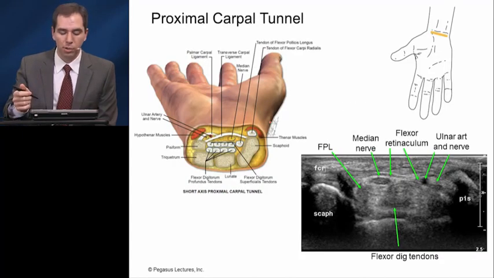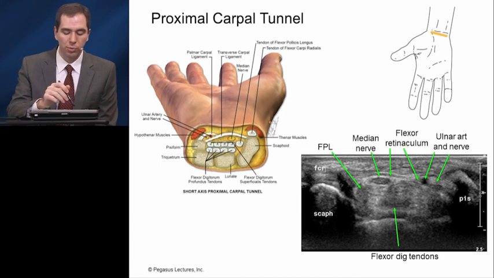So the proximal carpal tunnel, we can show the anatomy and the relationships on ultrasound. The carpal tunnel is formed on its floor by the carpal bones. So in the proximal tunnel, it's the scaphoid, lunate, triquetrum, and pisiform. And then the roof of the carpal tunnel is the flexor retinaculum, this ligament right here. And within the carpal tunnel, we have the flexor digitorum superficialis and flexor digitorum profundus tendons, as well as the flexor pollicis longus tendon. And then the median nerve lies just superficial to the FDS tendon.